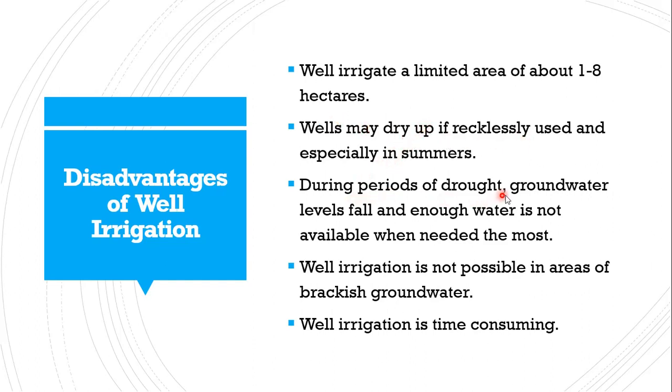So during the drought, our groundwater levels may go down and we will not have water in the well. Well irrigation is not possible in areas of brackish groundwater. Brackish is a kind of alkaline water which generally we don't use for agriculture or even for domestic purposes. So in those areas, well irrigation is of no use.